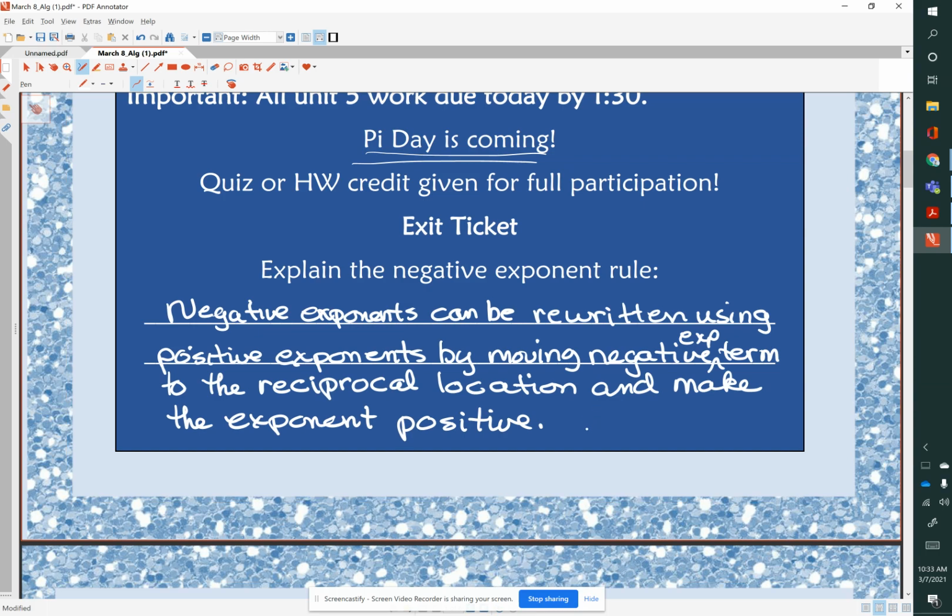Okay, let's do our example. So we have x to the negative a would equal 1 over x to the a. Now, I didn't say move it to the denominator because sometimes these exponents can go from the denominator to the numerator, so you need to look out for that.